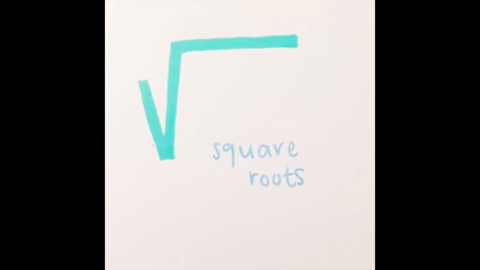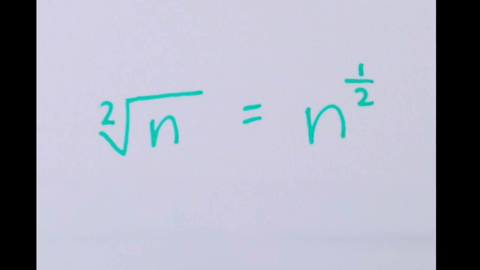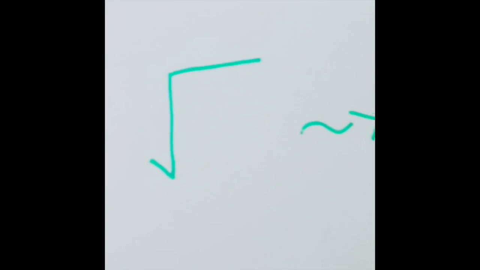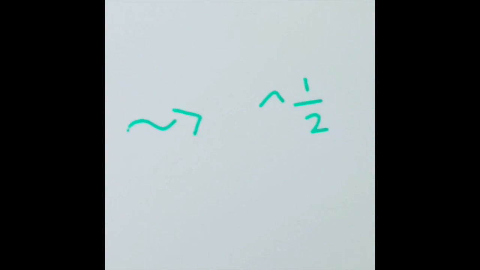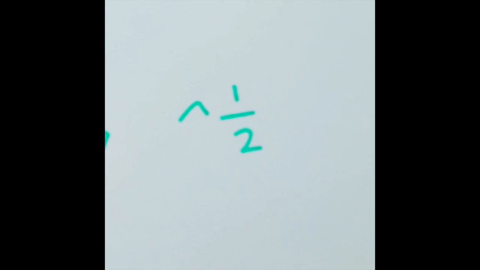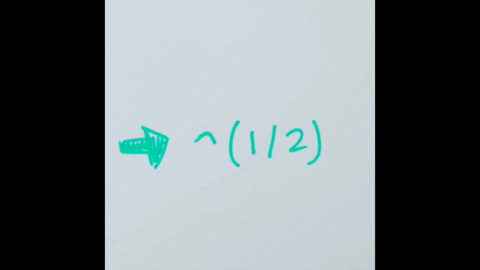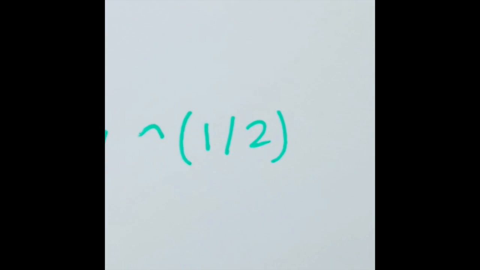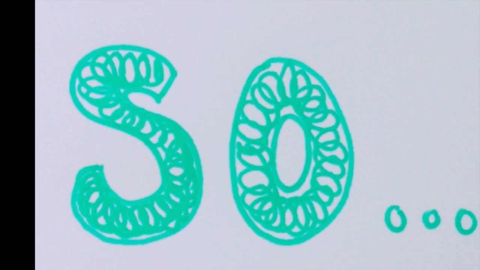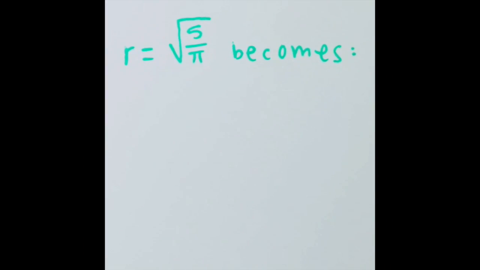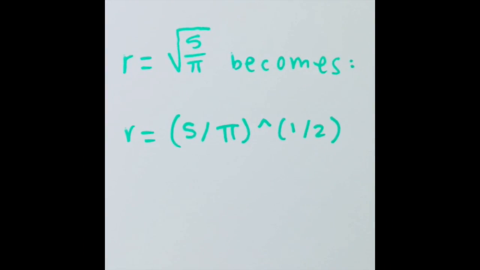Now let's do the square root. So remember that the square root of a number is equivalent to that number to the power of 1/2. So our square root becomes exponent 1/2, which needs to be written into one line, so it should look like that. So our original equation, r equals the square root of 5 over pi, becomes r equals 5 over pi to the power of 1/2.